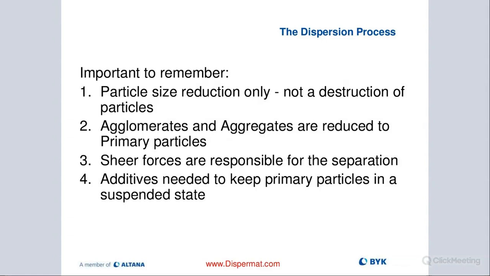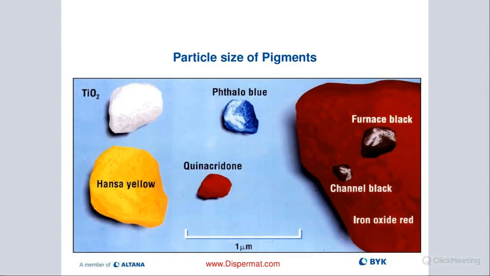So we want to reduce the agglomerates, which are the larger clusters, down to the aggregates. We do this with the Cowles blades. And then from the aggregate level to the primary particle level, this is where we would do the media milling, which we'll cover today in detail. It's really just the shear forces that are produced inside of our container or mill where we are able to then reduce these particle sizes. And then at the end, we need the right additives to keep our particles in a suspended state so they don't flocculate back together.